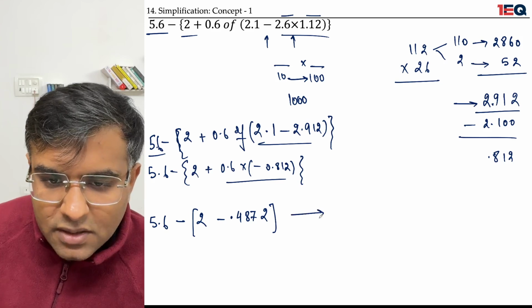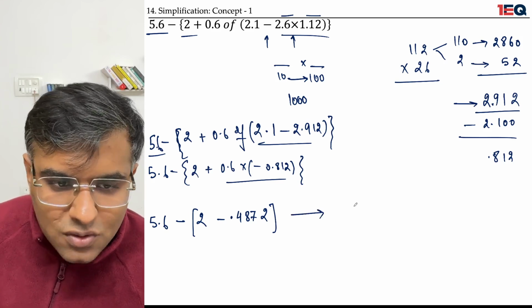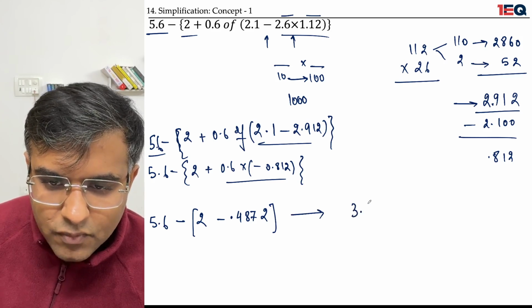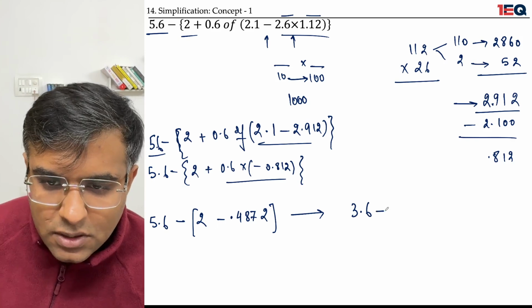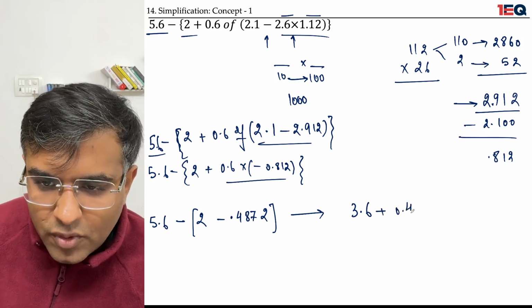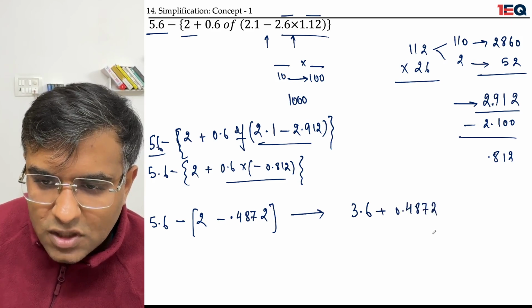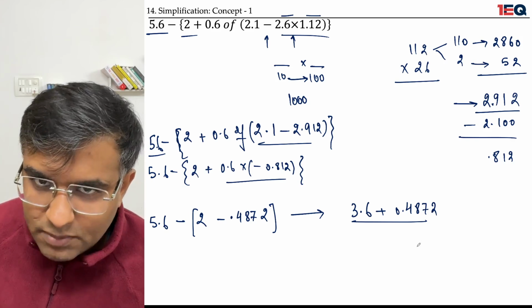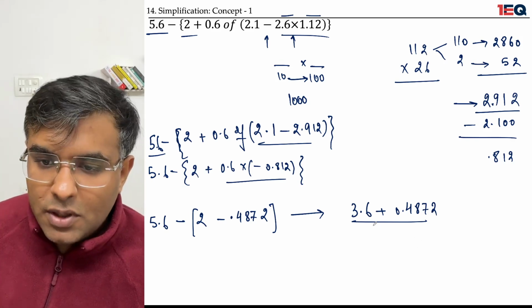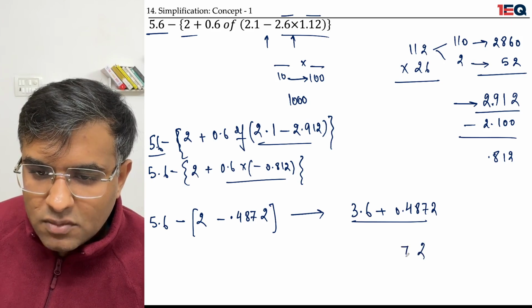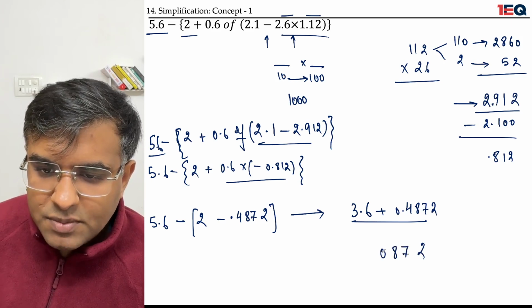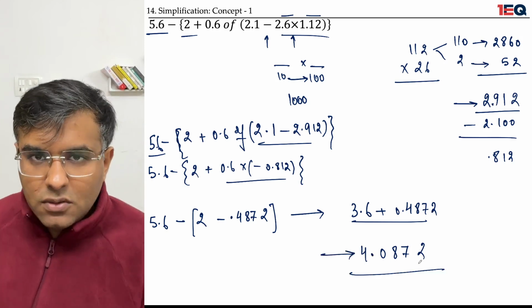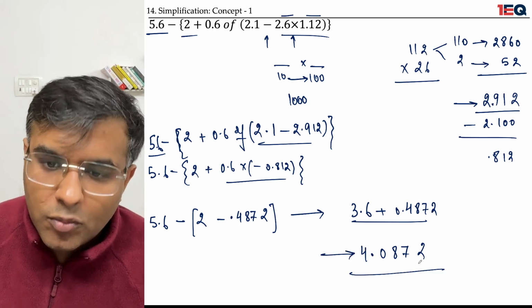So I'd be taking this on the right hand side now. So 5.6 minus 2 is equal to 3.6. This minus would turn into a plus, and 0.4872 would come out as my output. So I just need to add them up now. So there would be 2, there would be 7, there would be 8, there would be 0, and there would be 1. Okay, so 4.0872 is my final output.